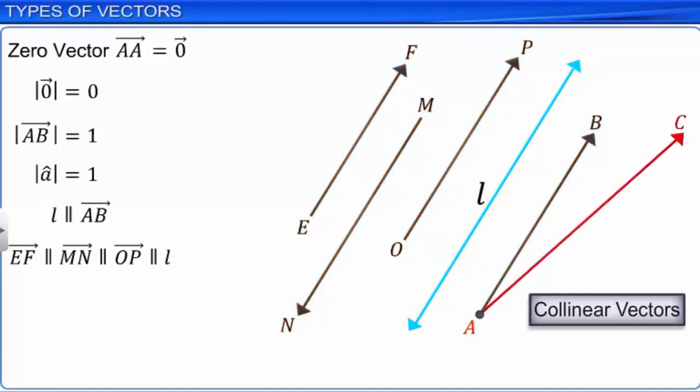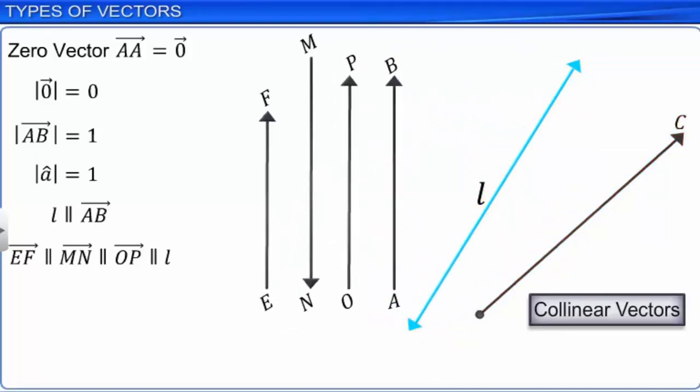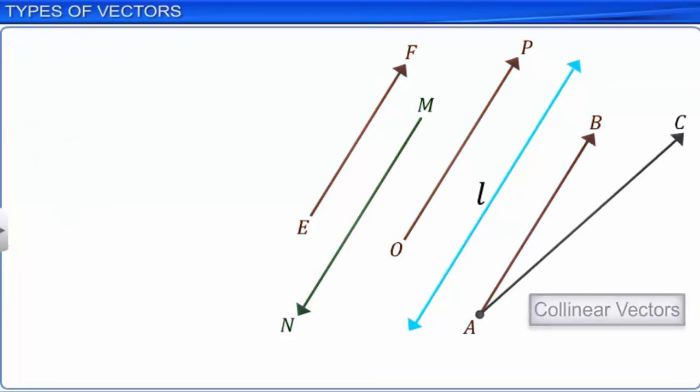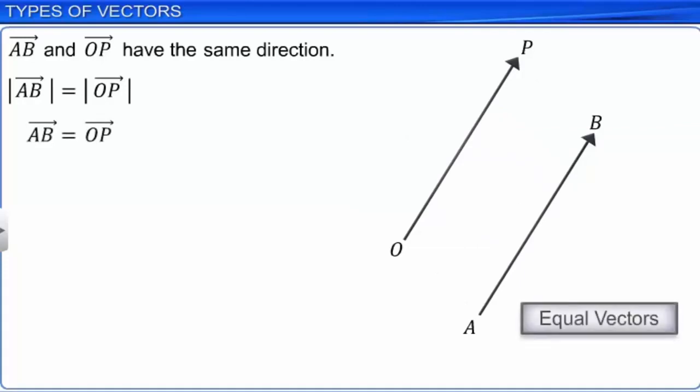Since vector AC is not parallel to line L, it is not collinear to the other vectors shown here. Observe that collinear vectors may have different magnitudes. Also note that collinear vectors may have opposite directions. Now, consider vectors OP and AB with the same direction and magnitude. Two vectors with the same direction and magnitude are called equal vectors. Hence, vectors AB and OP with the same direction and magnitude are equal vectors.